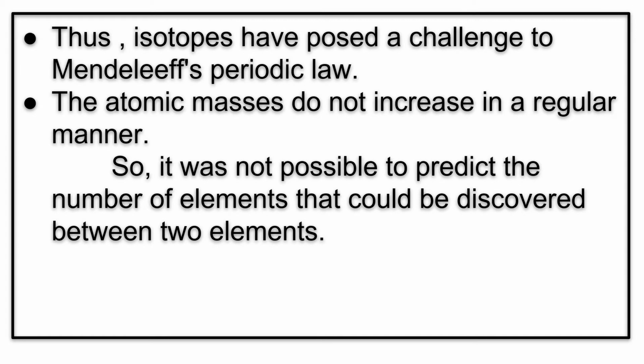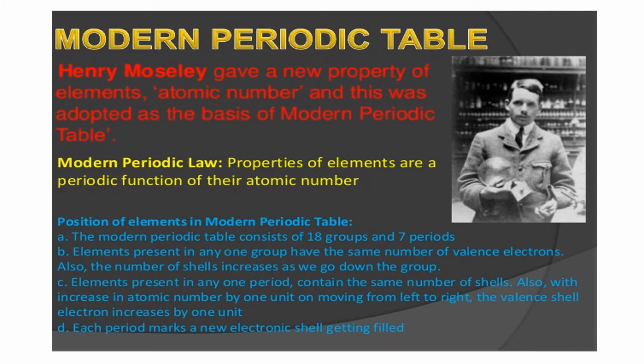To overcome this, they thought that Mendeleev's periodic law had to be modified to arrange all the existing elements in a periodic table. It was done by another scientist, Henry Moseley. Henry Moseley gave a new property of elements, that is atomic number, and this was adopted as the basis of the modern periodic table. Mendeleev's periodic table was modified and named the modern periodic table or Moseley's periodic table after the scientist Henry Moseley.